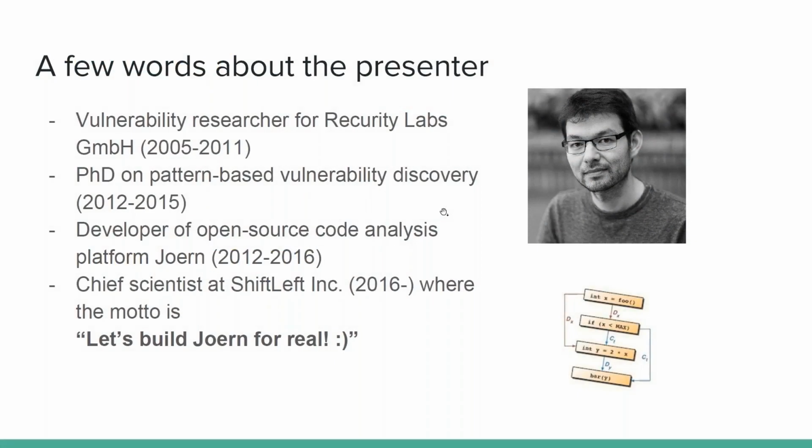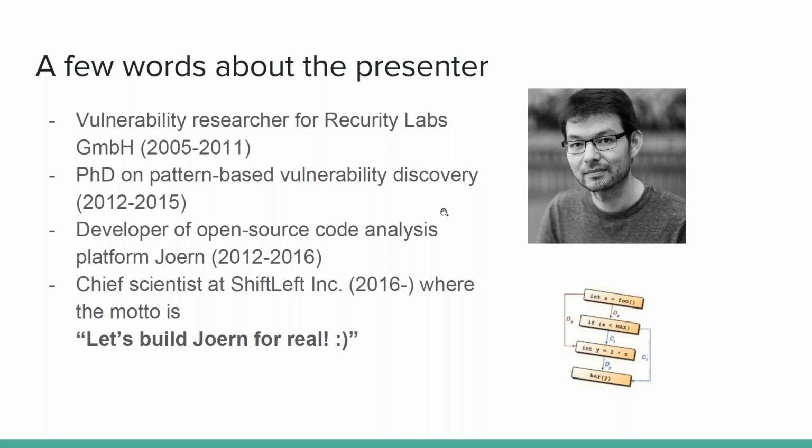So my name is Fabian Yamaguchi, and I'm going to be talking about ShiftLeft Ocular today, the Google Maps for auditing your code. There we go. So a few words about myself. I have a background mostly in vulnerability discovery.